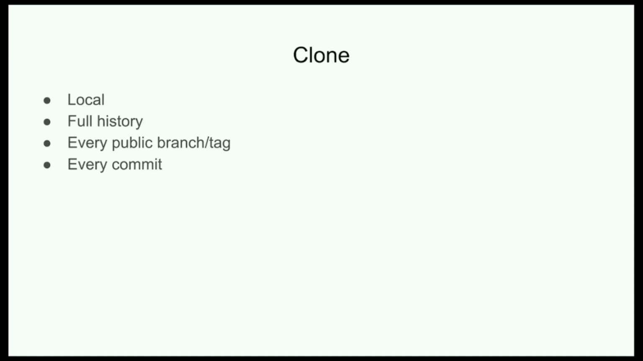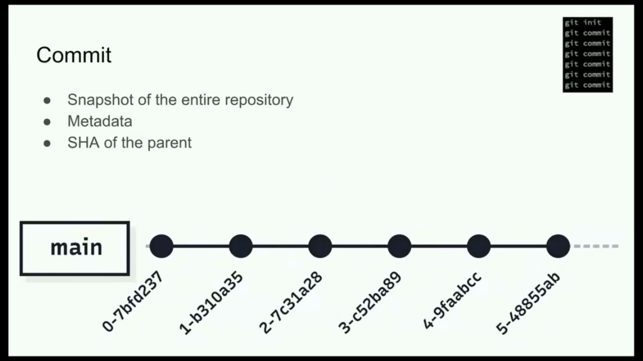But when you use Git, probably one of the first things you do is clone your repo. What this means is you have a full local copy of the repository. You have every commit, every branch, every tag. This is really powerful. If you used previous version control, you probably know why this is so powerful. But let's talk quickly about what are commits.